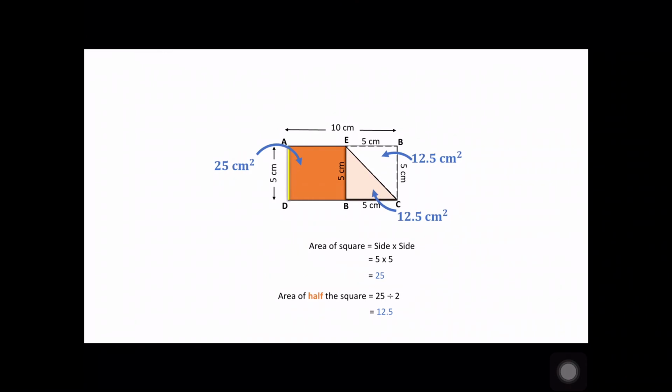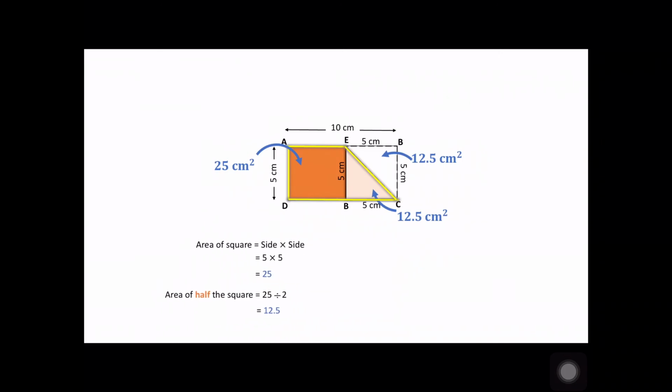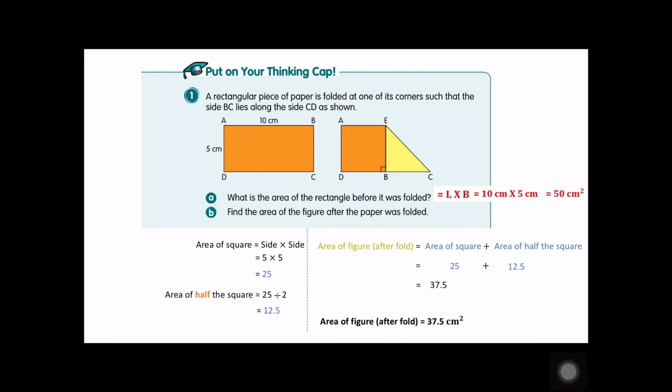The question wants us to find the area of the rectangle after it is folded. The area of the yellow figure is made up of the area of the square plus the area of half the square. On the left, we have found area of square is 25. And area of half the square is 12.5. Area of the figure after it is folded is 37.5. So the answer for 1B is 37.5 square centimeter.